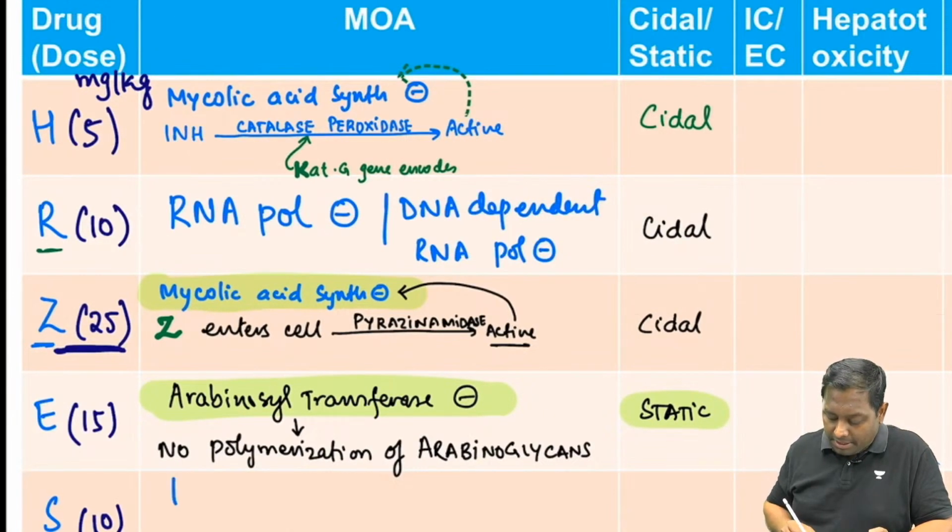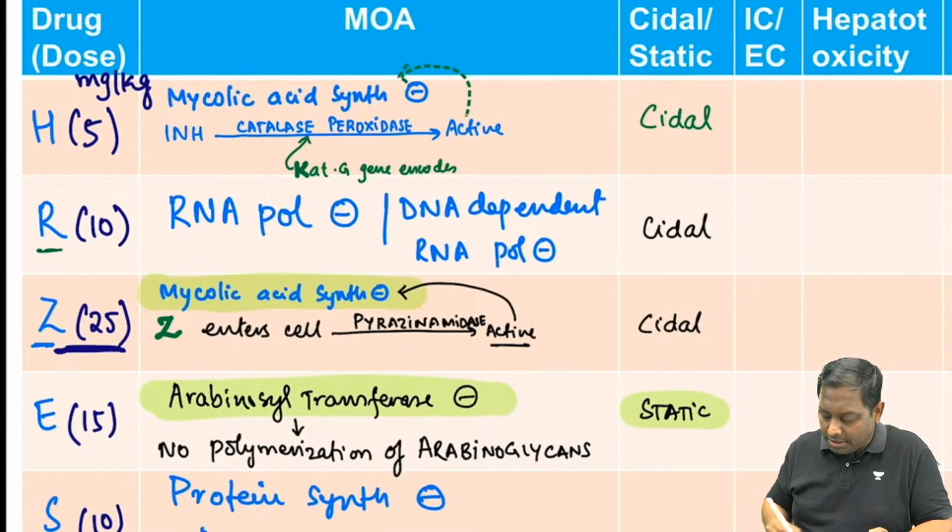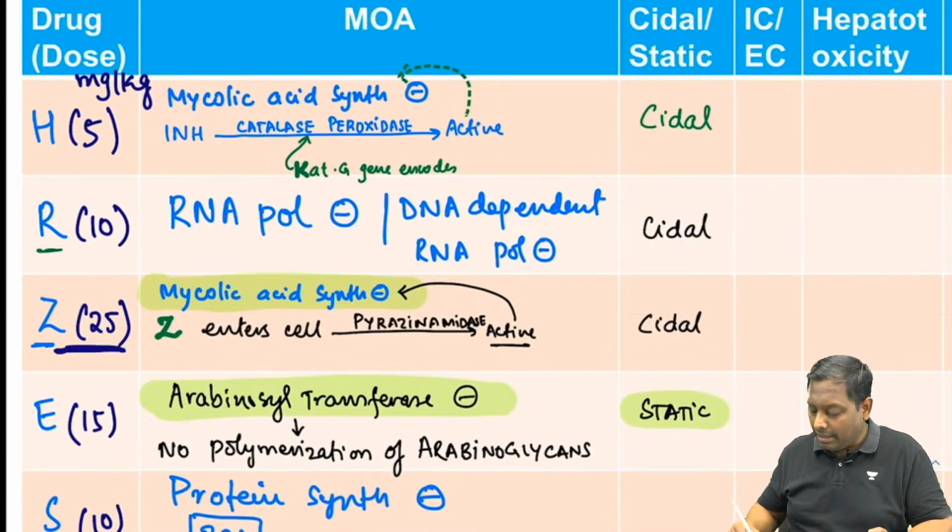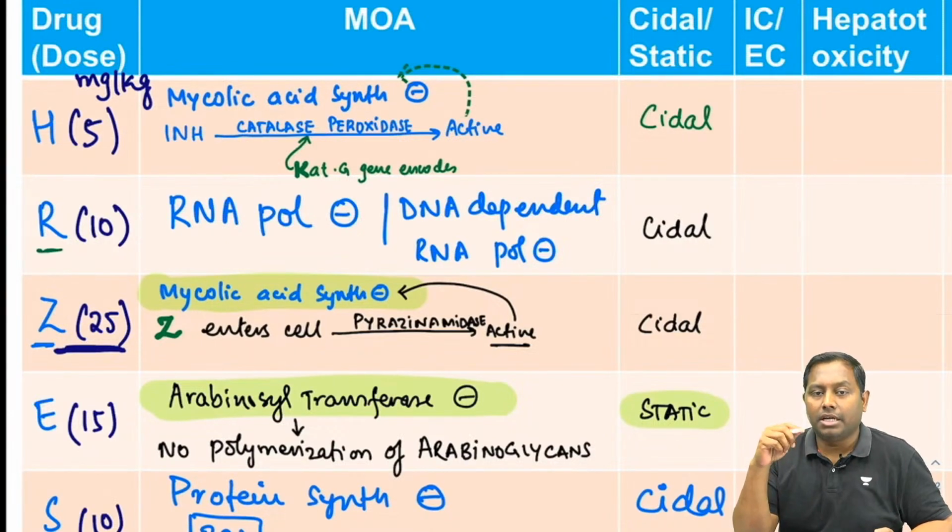Streptomycin, remember, is a protein synthesis inhibitor. It's an aminoglycoside, a protein synthesis inhibitor targeting the 30S ribosomes. Okay? And it also has cidal property. So most of the first line drugs that I have discussed with all of you are cidal, except ethambutol, which has static property.